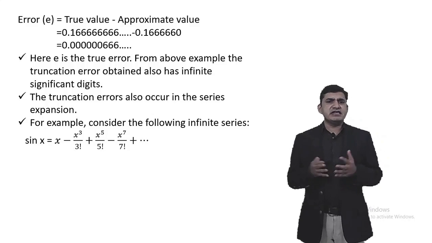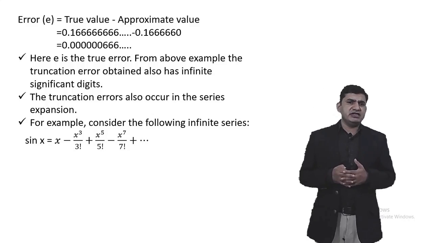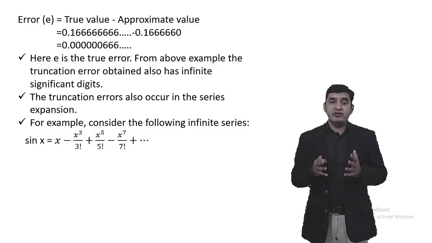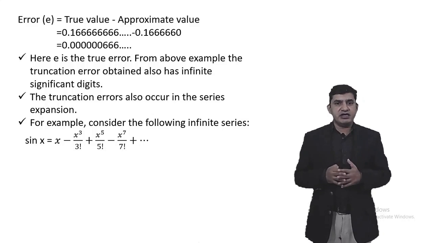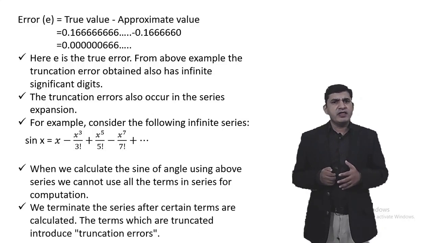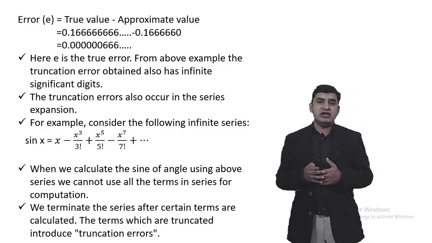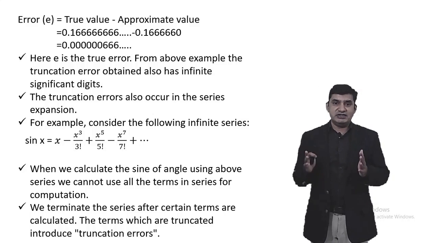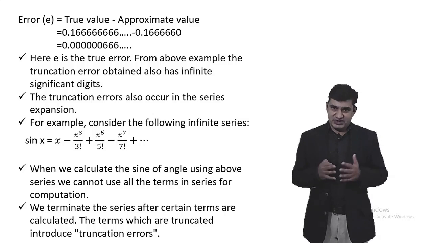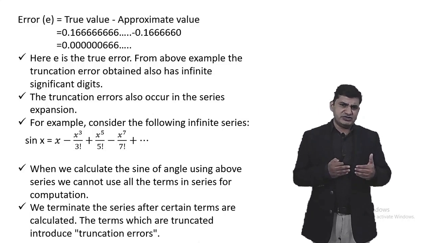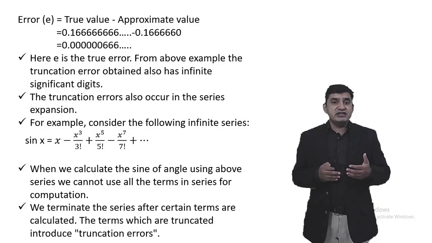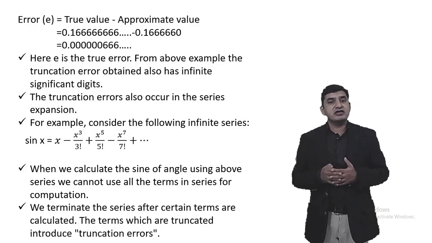If you consider a sine series, then the sine series can be written as x minus x cube divided by 3 factorial plus x raised to 5 divided by 5 factorial minus x raised to 7 divided by 7 factorial plus so on. Now there is an error. When we calculate the sine angle using the above series, we cannot use all the terms in the series for computation. We consider only some terms. Some terms are omitted. We terminate the series after certain terms are calculated.